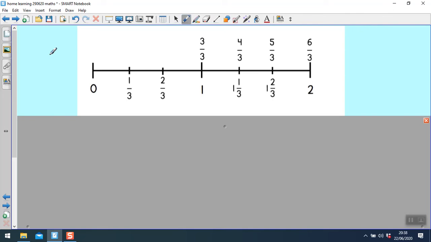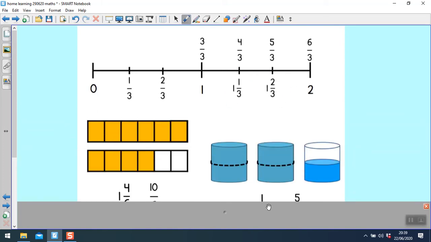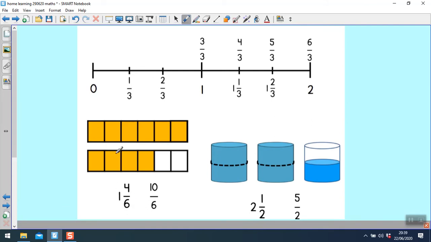Now this number line here shows mixed numbers and improper fractions, like we said before. So at the top you've got your improper fractions, at the bottom you've got your proper fractions, and then as it gets above 1 you've got your mixed numbers. 1 and 4 sixths, 10 sixths, 2.5, 5 halves.